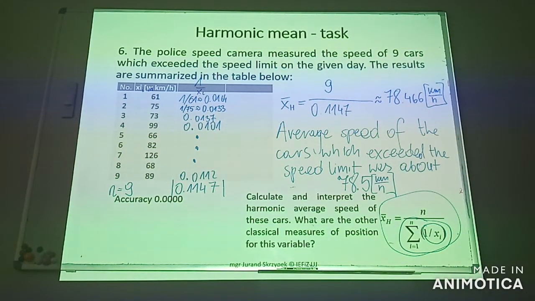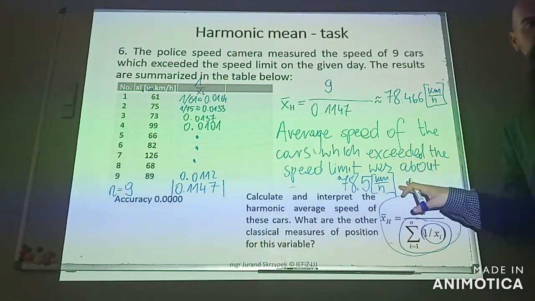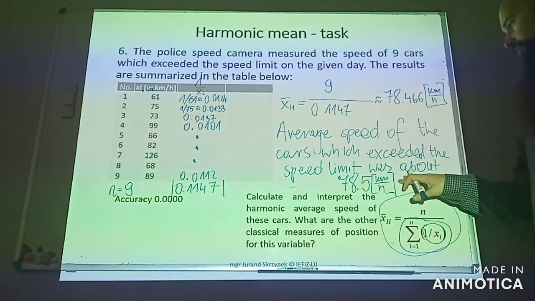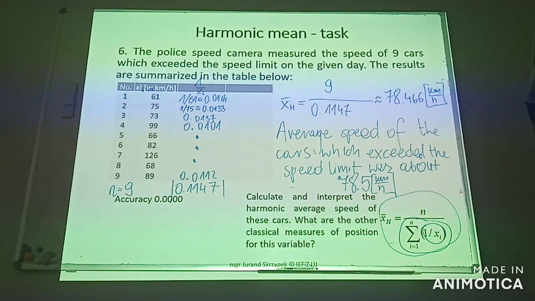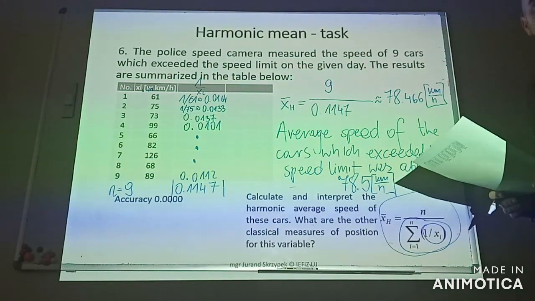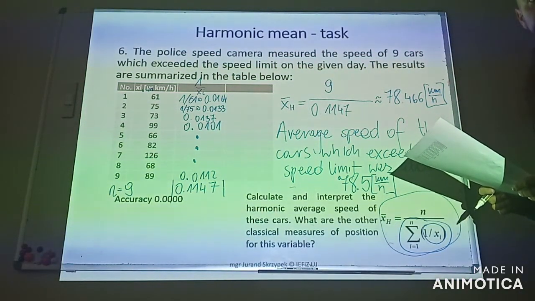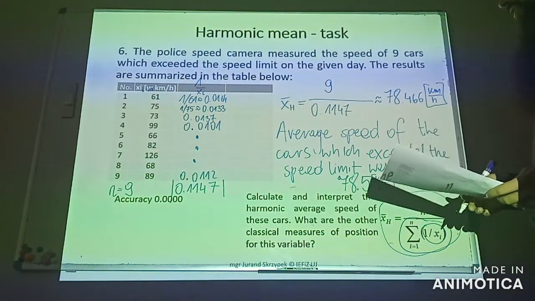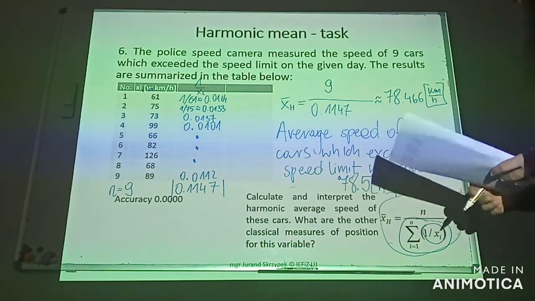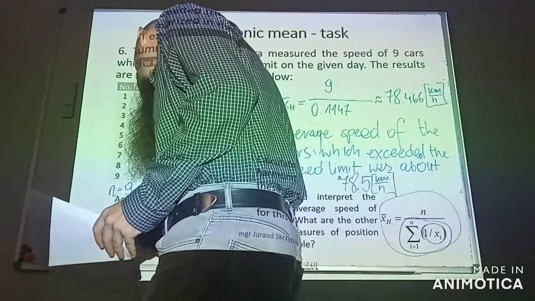Yeah. So now we know a typical level of the investigated phenomenon, the average speed of the cars. Of course, we can also compute other means, arithmetic and geometric mean. The results will be the following.